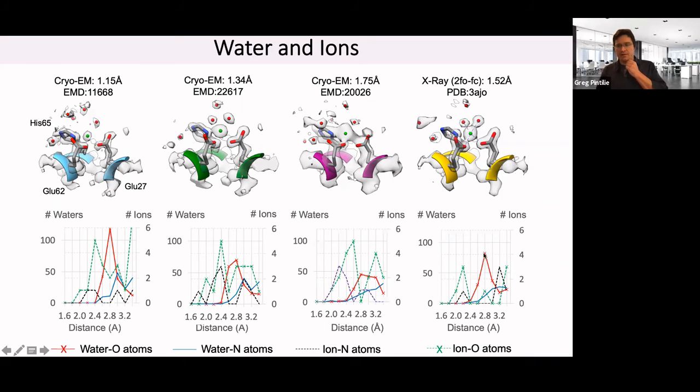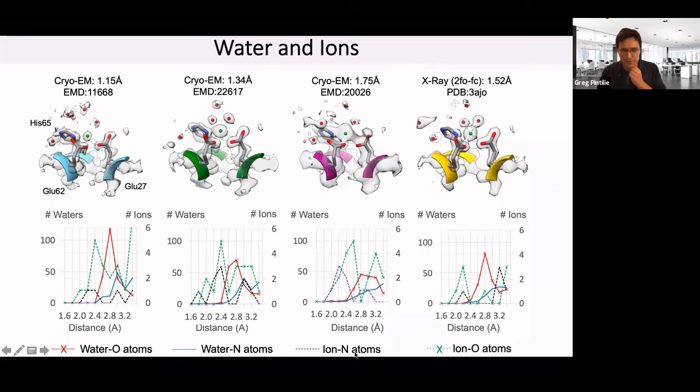But this was in a way the more reference, if you will, where we see that in this crystal map, because things are likely at a lower energy, more equilibrium state, we see a very sharp peak for waters to oxygen atoms at 2.8 angstroms, and also a sharp peak for ions to oxygen atoms at 2.2.